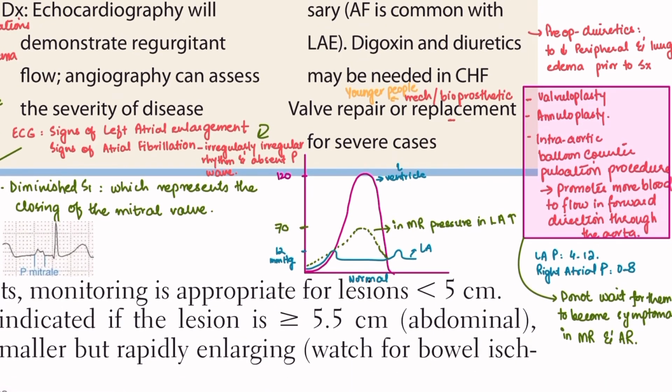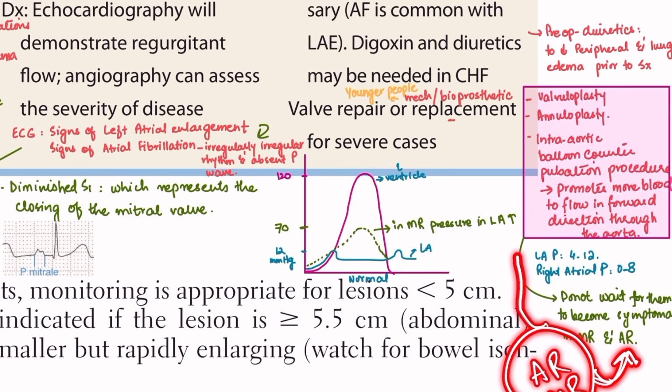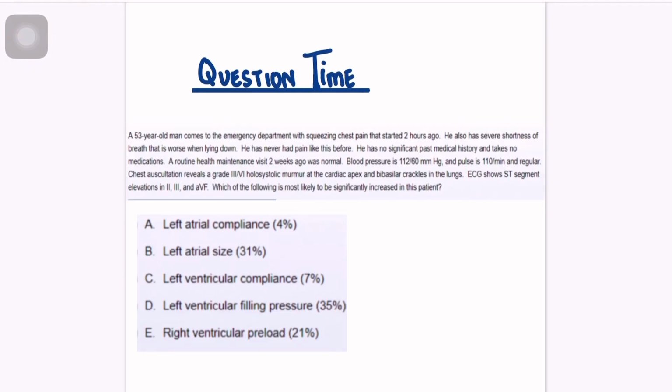And one more thing you need to remember is that in mitral regurgitation and aortic regurgitation, we do not wait for them to become symptomatic. Aortic regurgitation and mitral regurgitation can be dangerous conditions, and we do not need to wait for symptoms to develop. Instead, if we do find out incidentally that they have these problems, we need to go right away into the treatment.